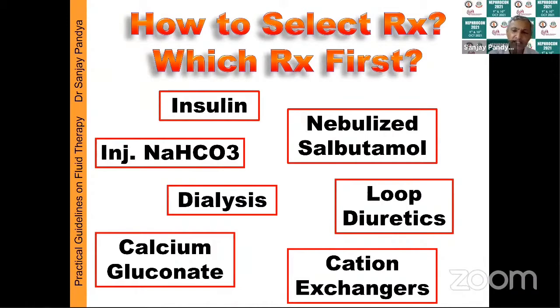Now, when we have such a patient with severe hyperkalemia, the question arises: so many modalities of treatment are available: insulin, bicarbonate, salbutamol nebulizer, dialysis, loop diuretics, cation exchange resins, calcium gluconate. So how will you start the therapy? What will be the mode of selection? Which will you start first?